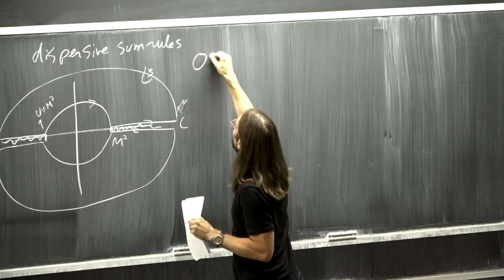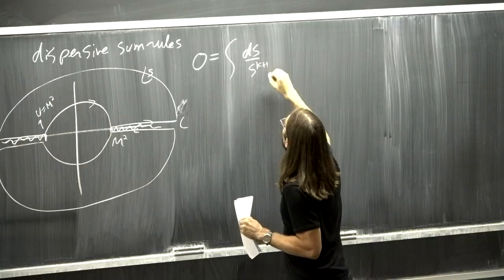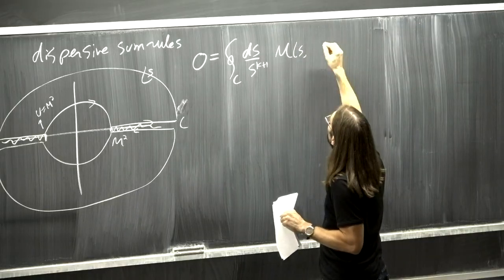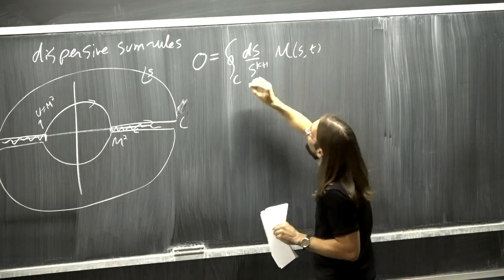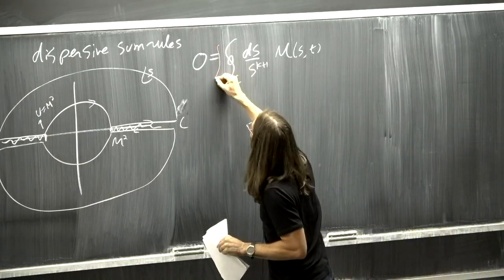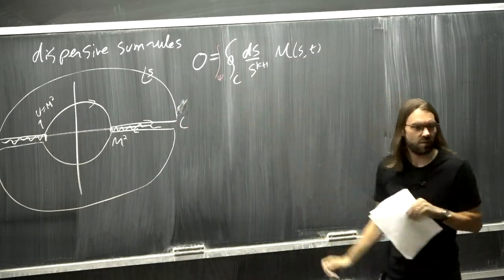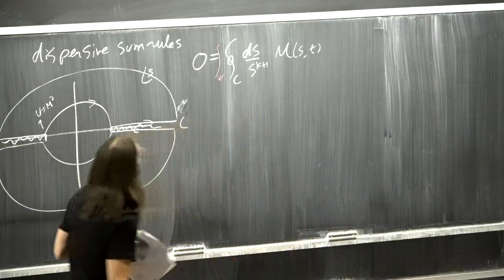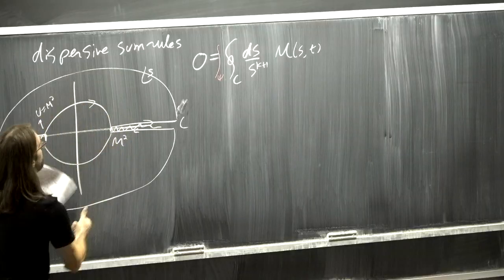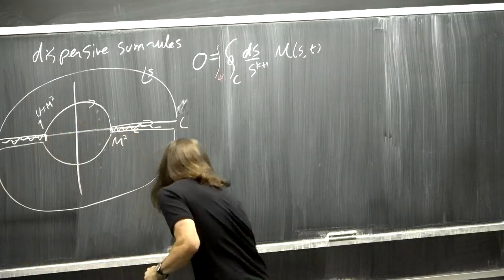Basically, we say that 0 is the integral of ds over s to the k plus 1 along this contour of M(s, t). Technically, to be completely rigorous, you should imagine you're integrating this over this little wave function, but we'll postpone that to the end. This is just saying that there's no singularity in this contour, so it's 0. And this contour gives us two things. It has two pieces.